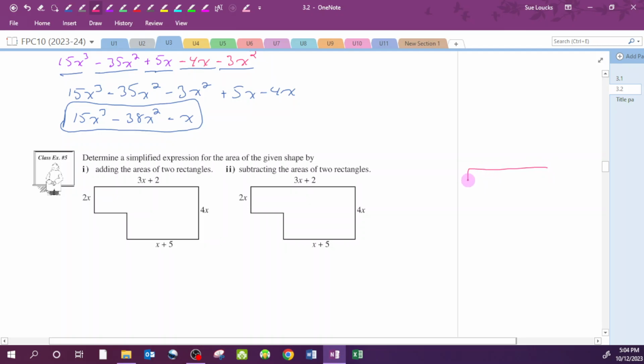What if instead of these polynomial expressions, I say, well, this is 2 and this side is 4, and if I look at my diagram, this looks like 5 and this looks kind of like 4 as well. Okay, so if I have that, how do I find, oh, maybe I need to back up a little bit. This is to add the areas of two rectangles.